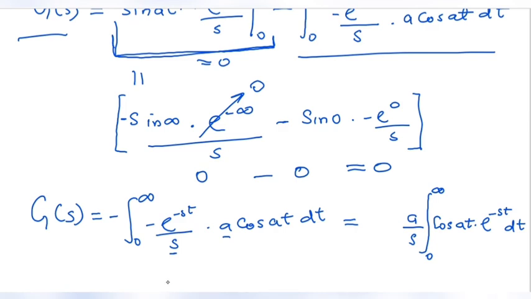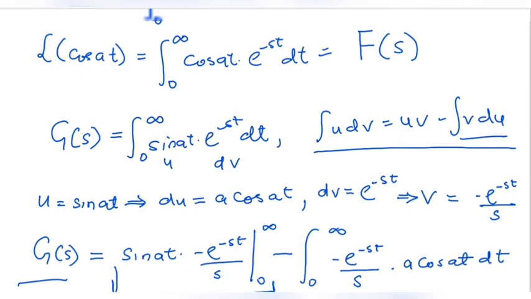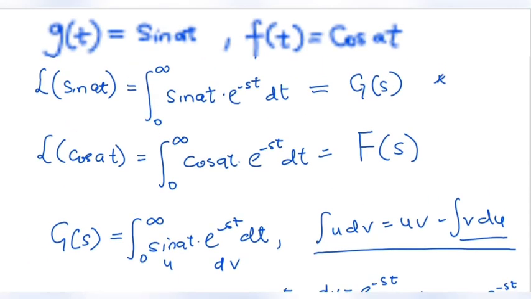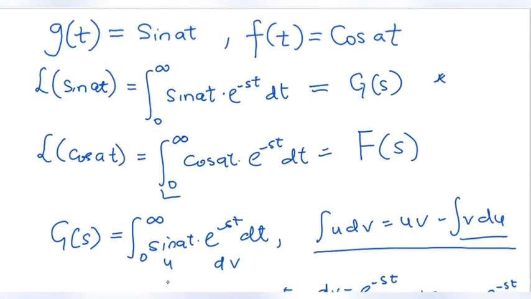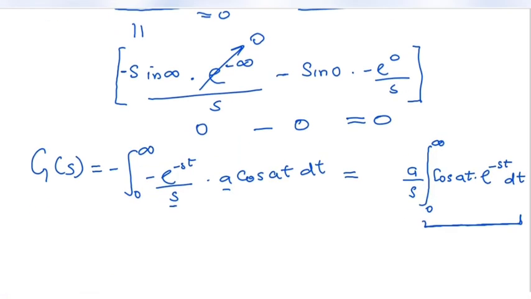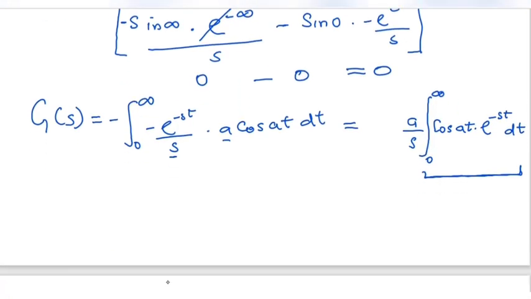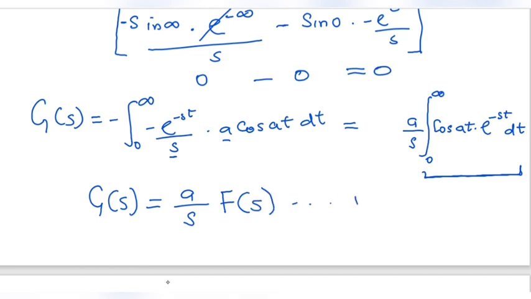But then take a look at this integral. What exactly is this? Let's go back up to where we started. You can see that that is the same thing as this integral here. So what we have there is simply F of s. So that means our G of s is equal to a over s times F of s. Let's call this equation 1.